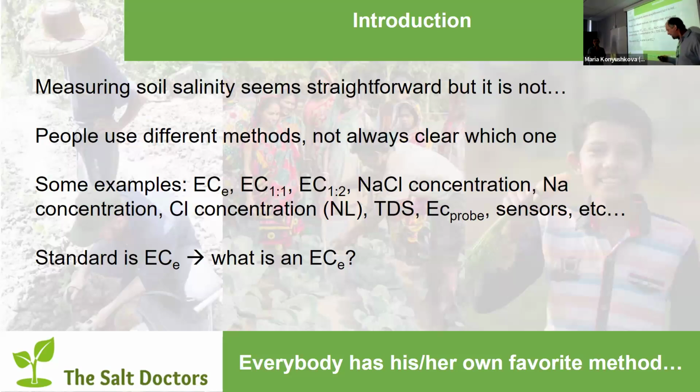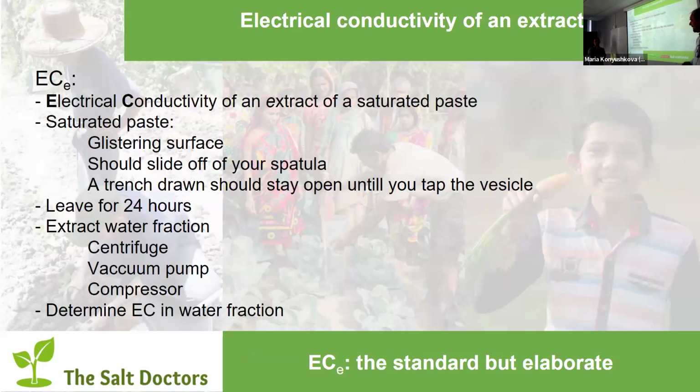So what is an ECe? Mostly, what is that E standing for? The EC stands for electrical conductivity. So what we're measuring is the resistance of an electric current through an aqueous, watery solution. So it is the electrical conductivity of an extract of a saturated paste. It has to be an extract because you want to measure it in a watery solution. Almost all EC meters measure in the water phase.